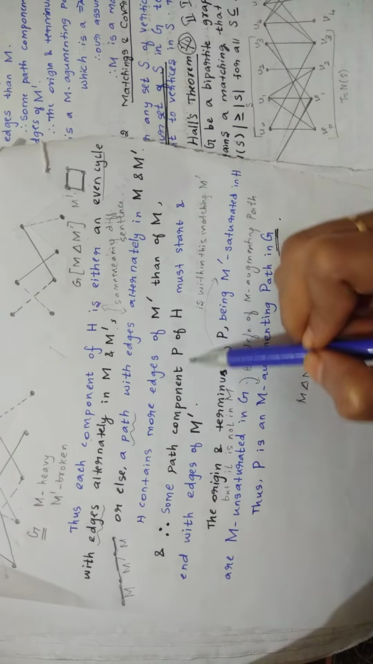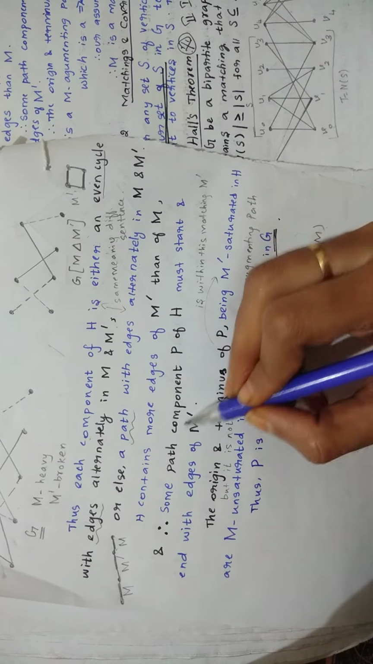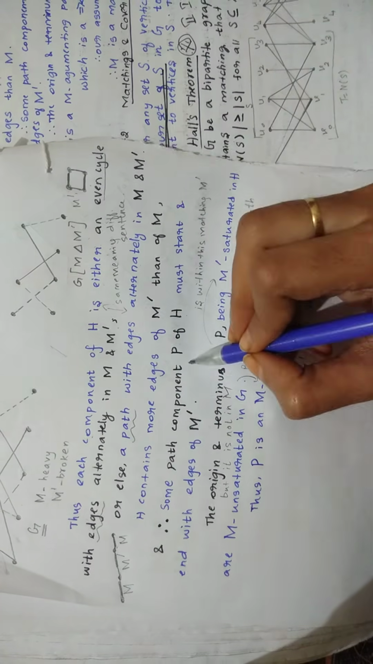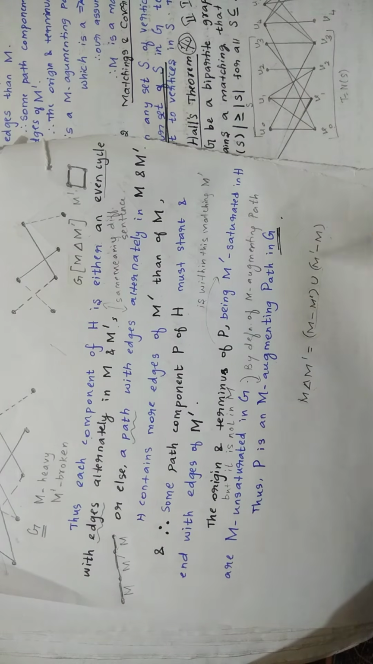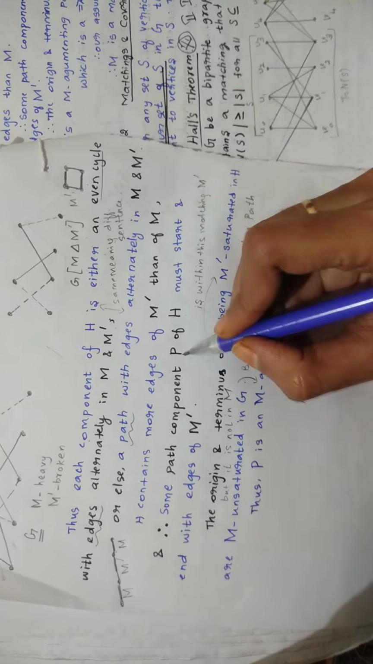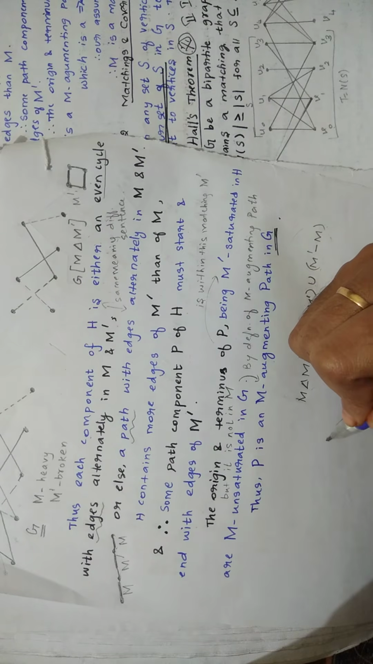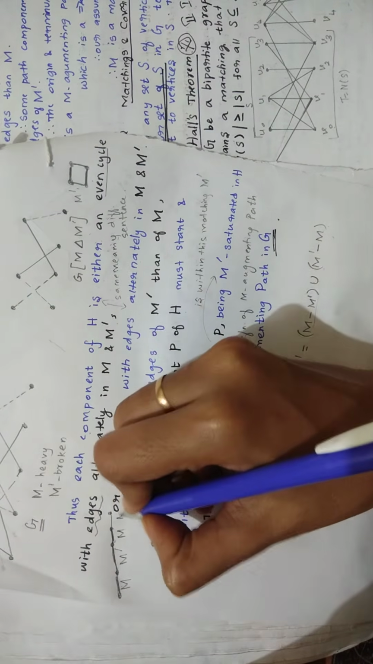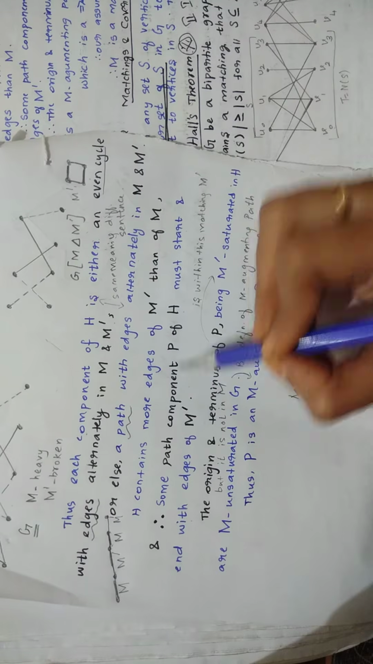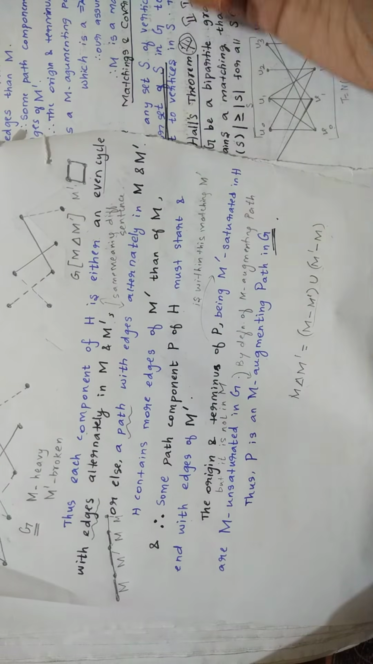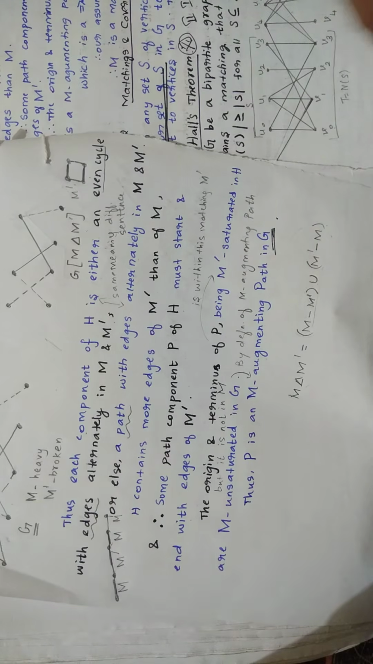Therefore, some path component P, you are taking a path, and you are denoting that path as P. Okay, you are taking that path from the graph H. That path, you are talking about a specific path here. Okay, you are taking a path P of H, and now you are talking about the path P here. That path P starts and ends with the edges of M dash. Okay, that path is starting and ending with the edges of M dash here. Okay, that is what you are writing. You are taking a path and that path is having an origin and terminus. That origin and terminus edges are from the matching M dash. That is what you are saying.